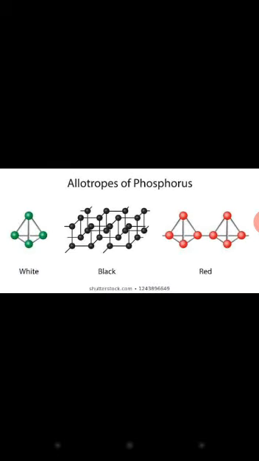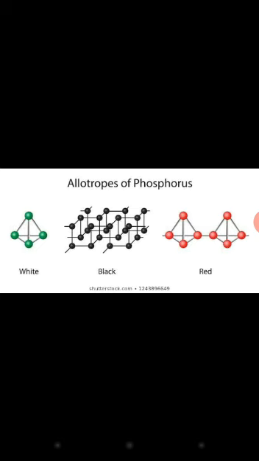Now, allotropes of phosphorus. We have seen that carbon exists in two important forms in nature. One is diamond, another is graphite. Just like another common non-metal, phosphorus is found in two common allotropic forms known as white phosphorus and red phosphorus, and black is the common one.